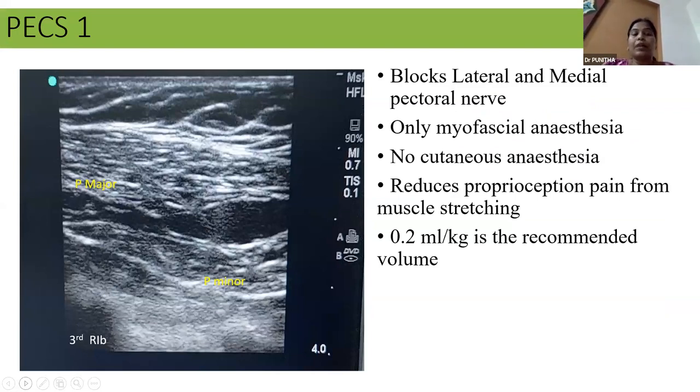Coming to the anterior plane blocks of the chest wall, this is the PEC 1 block, which was described in 2011 by Blanco. This is given between the pectoralis major muscle and the minor muscle in the anterior axillary, mid-clavicular line at the level of the third rib. It blocks the lateral and the medial pectoral nerve. It gives only myofascial anesthesia, no cutaneous anesthesia. It reduces the proprioceptive pain from the muscle stretching, and the volume recommended is 0.2 ml per kg. Next slide.